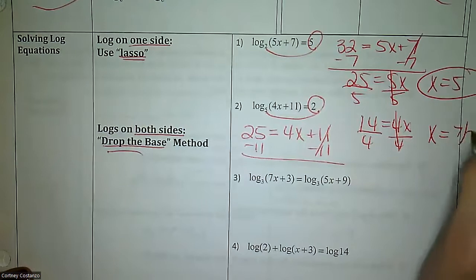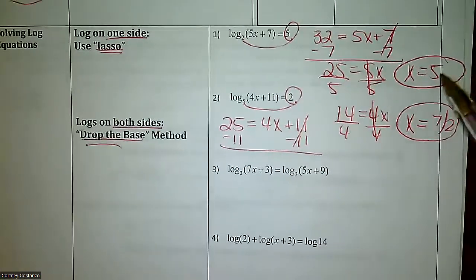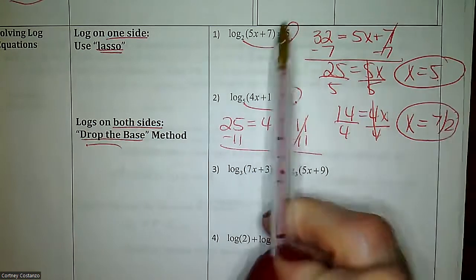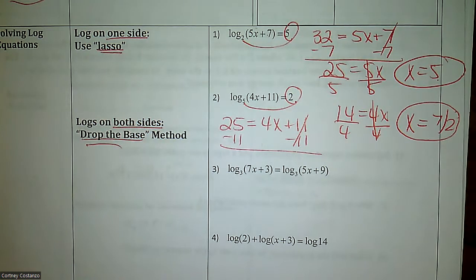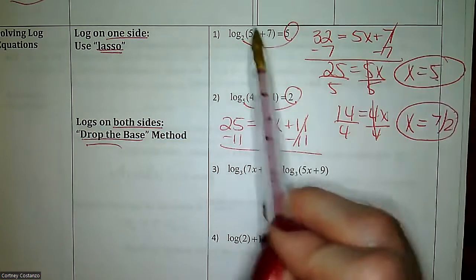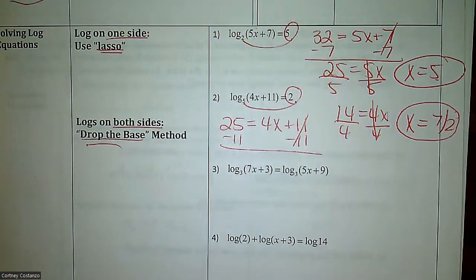Your answer for a log equation like this, as long as your answer does not create a negative in what you're taking a log of or in the base of it, your answer should work fine. The only way you'd reject an answer is if you plugged in that 5 and for some reason that created a negative result on the inside of the log, then it would reject.